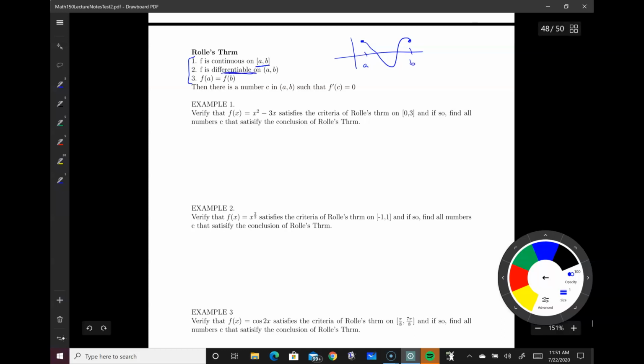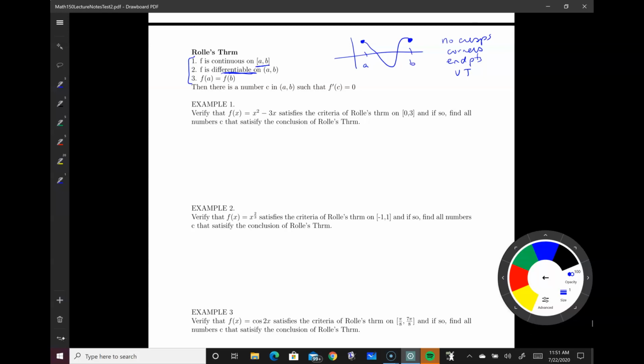Differentiable. So what does differentiable mean? Remember, differentiable means no cusps, corners, endpoints, and vertical tangents. So graphically, those are the things that cannot be there for us. The third criteria is that their y values are equal. So I've drawn it that way. Their y values are equal.